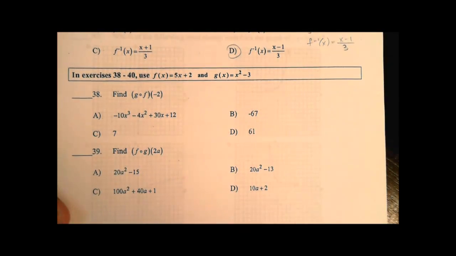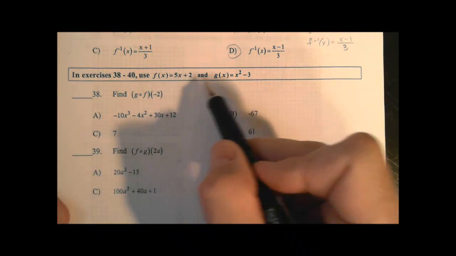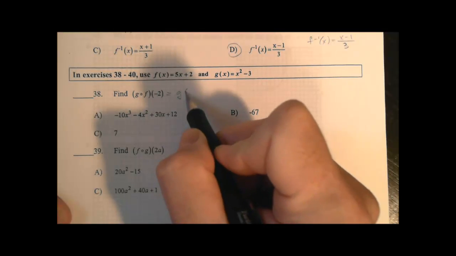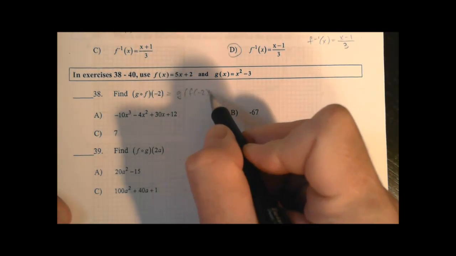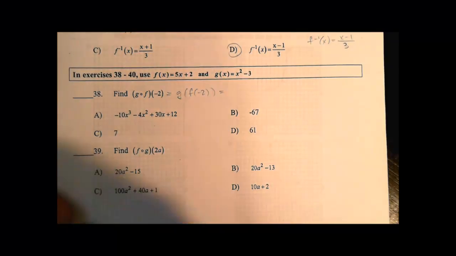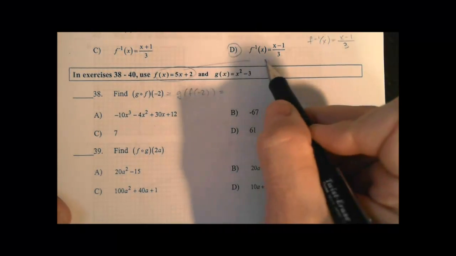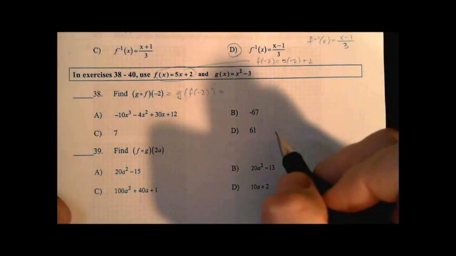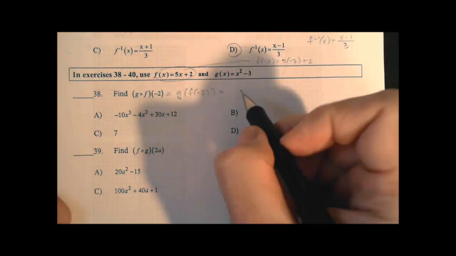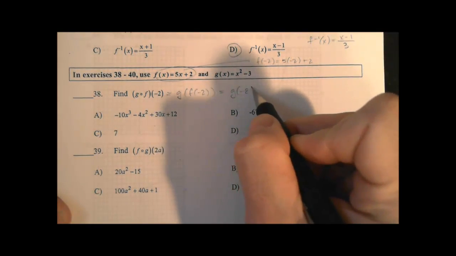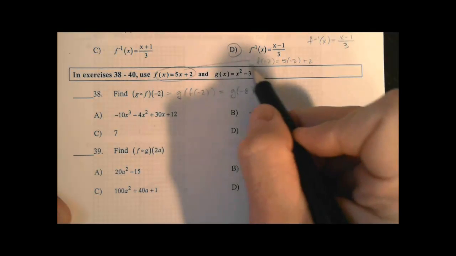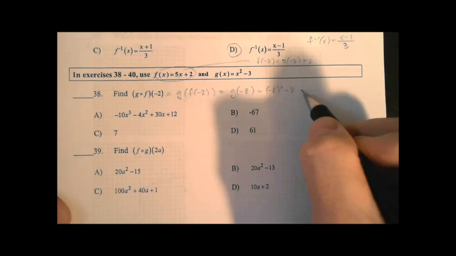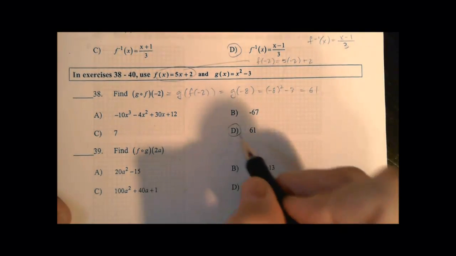And these 2 questions were given function f, which is a line, and g, which is a parabola. We're asked to find g composed with f of -2, and we know if you read it as g of f of -2. And f of -2, you can see, would be 5 times -2 plus 2. So that would be -10 plus 2, or -8. So this would be g of -8. And g of -8 would be -8 squared minus 3, which is 64 minus 3, or 61. So the answer here would be D.